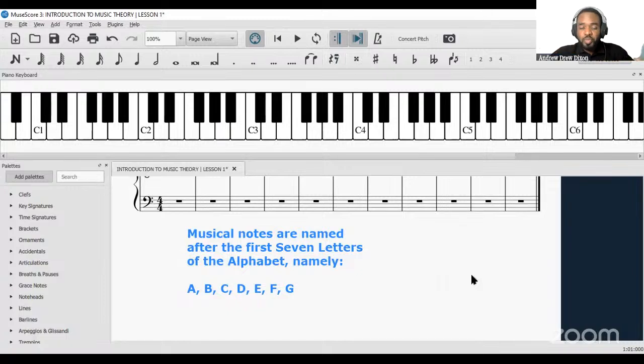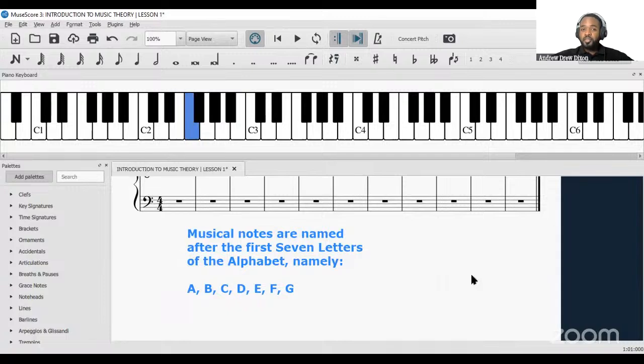So whenever you go to a piano again, or a keyboard, take a look for the groups of black keys, for the groups of two black keys, and that white one that's on the left, that's your C. So, take note of the descriptions I'm about to give you. C is to the left of the two black keys. D is in the middle of the two black keys. E is to the right of the two black keys.